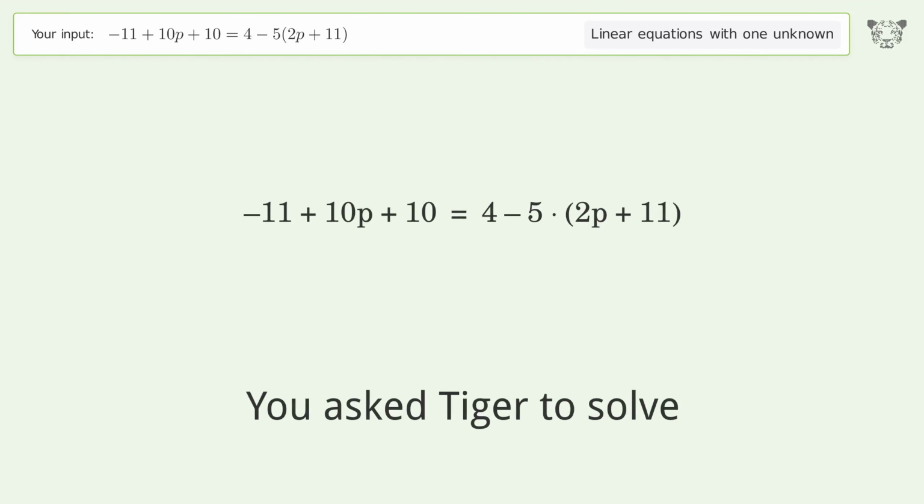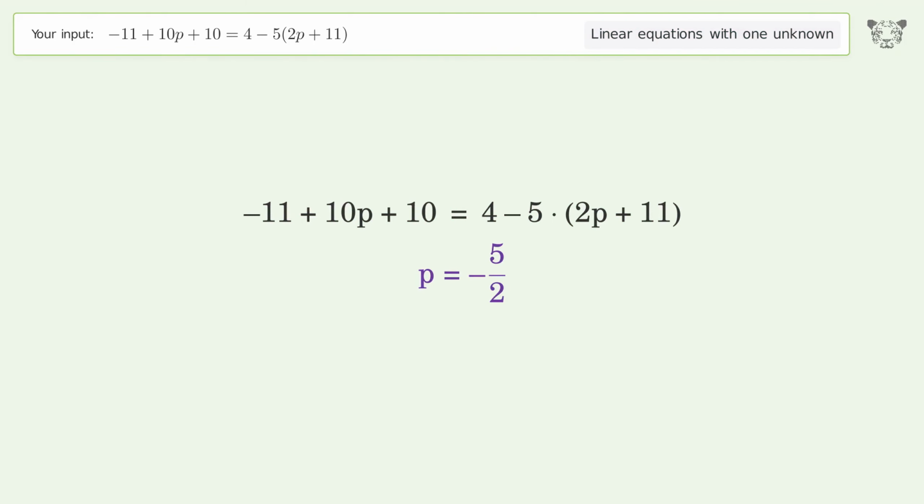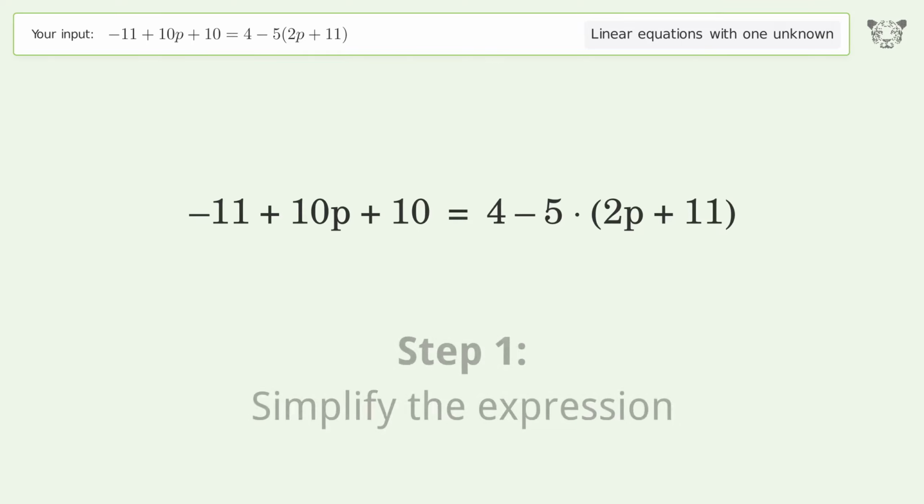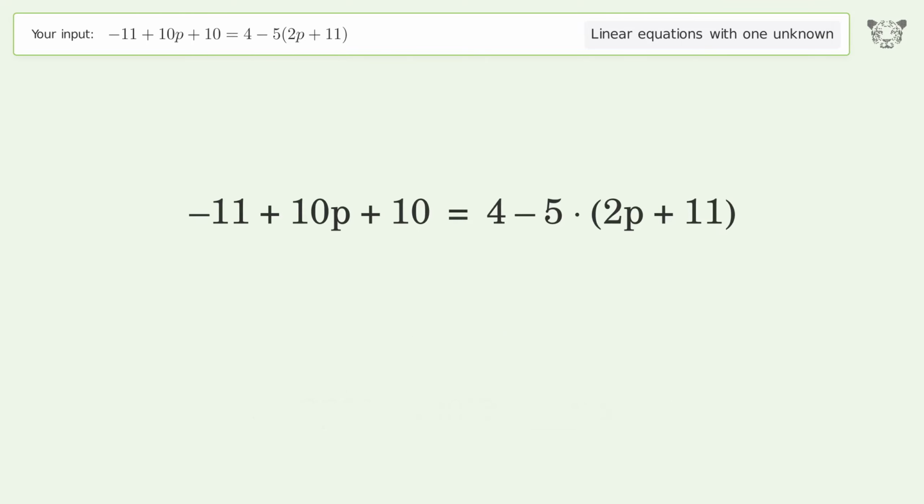You ask Tiger to solve. This deals with linear equations with one unknown. The final result is p equals -5/2. Let's solve it step by step. Simplify the expression. Group like terms.